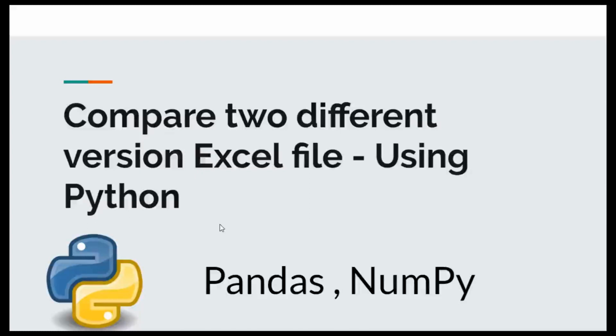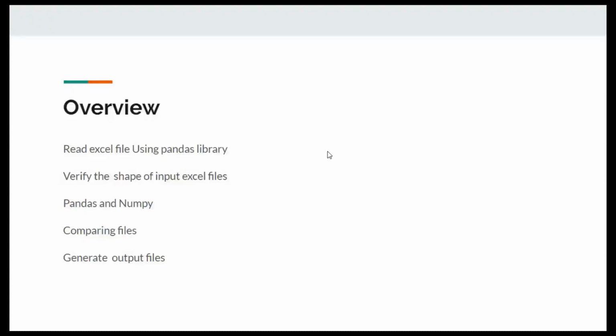How to compare two different versions of an Excel file by using Python with the help of the pandas and numpy libraries. The overview of this video is, first we'll be reading the Excel file by using the pandas library and verifying the shape of the input file by using pandas and numpy, and comparing the files, and after comparing we'll be generating the output file.